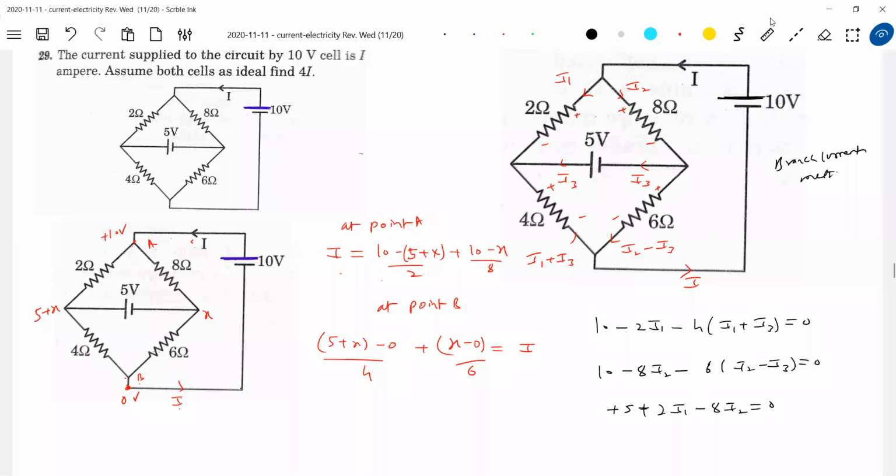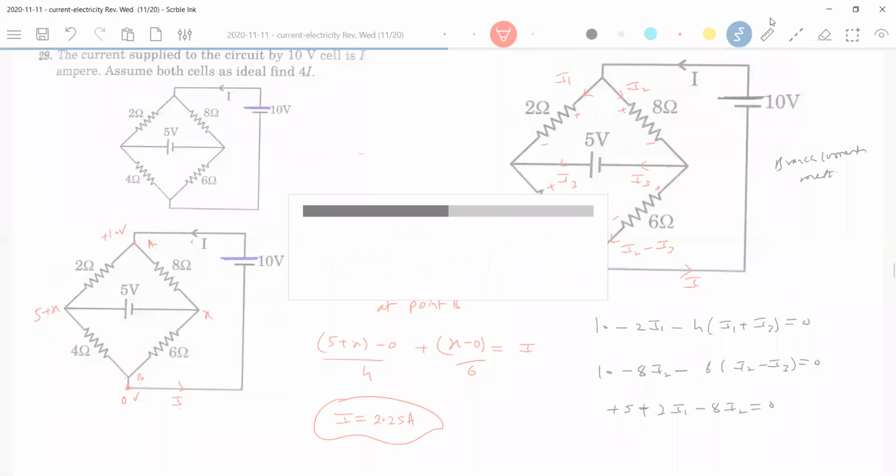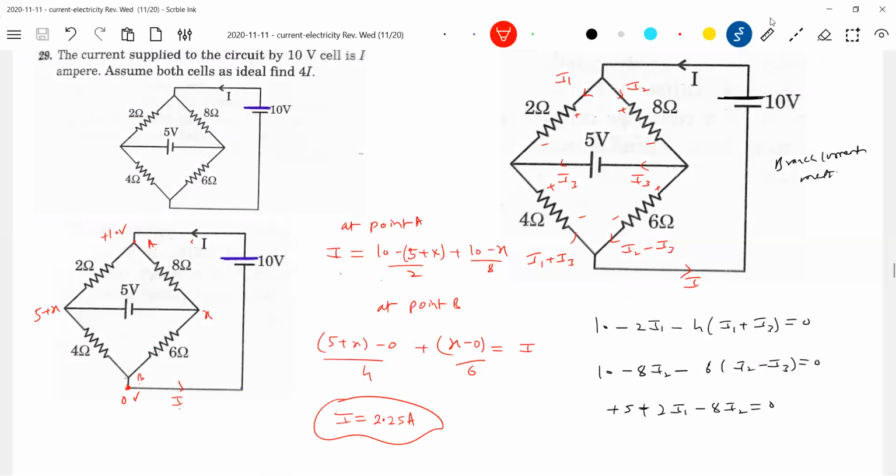Anybody answer? 9, sir. Only 9 ampere. Huh? I is equal to 2.25, sir. Okay, fine. Yeah. Check the answer. Huh? Yes, sir. Correct. Yeah.